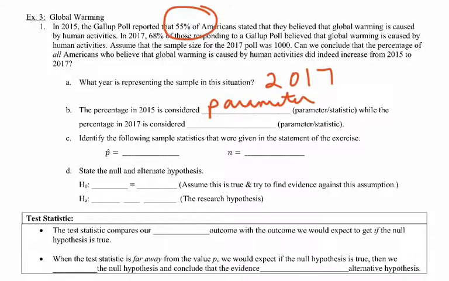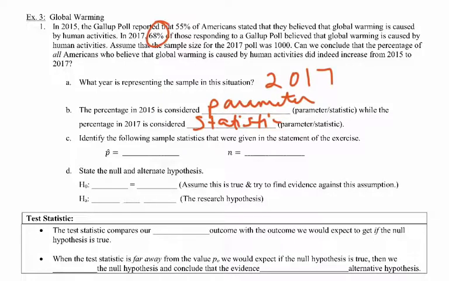While the percentage that they took in 2017, so in 2017, they took a new poll and they surveyed 1,000 people and asked their opinion about global warming. And what they found was that 68% said they believe that global warming is caused by human activities. So since they specifically said that was based on a poll of 1,000 people, that now becomes a statistic. So the question is, has the true population proportion increased in 2017?